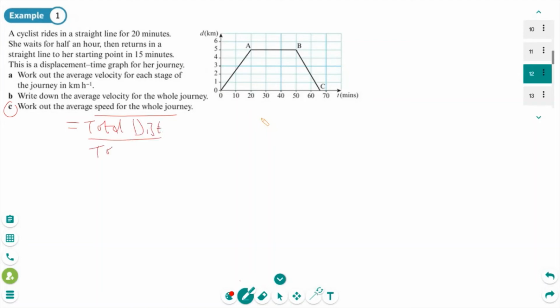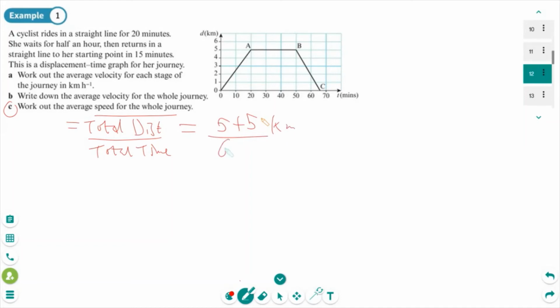So if you look at the graph, this person has ridden the bike 5 kilometers, stopped for a while, and then rode 5 kilometers backward, 5 kilometers back. So the total journey distance is going to be 10 kilometers, 5 plus 5. That's the total distance traveled. Total time taken is 65 minutes. This is in minutes.